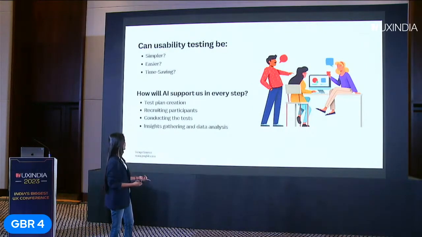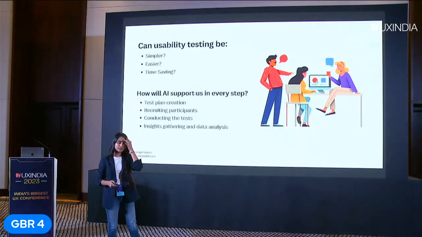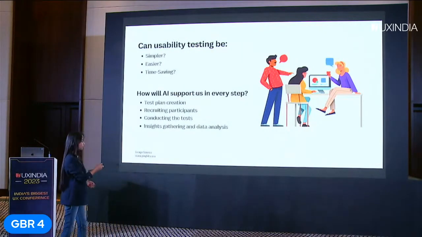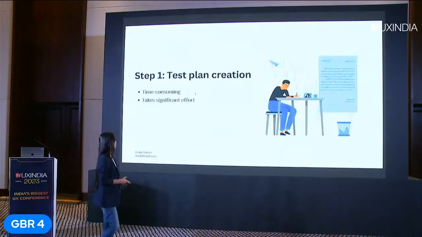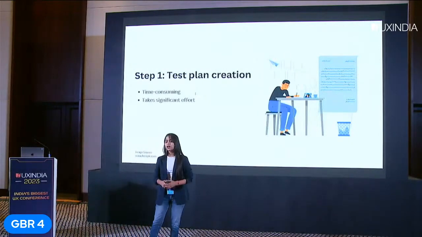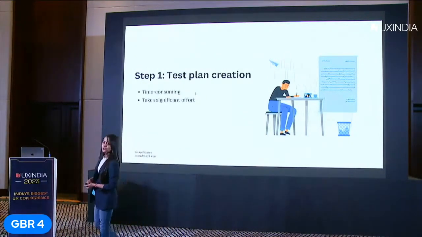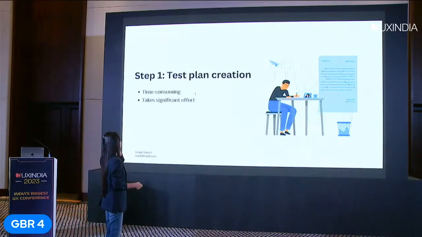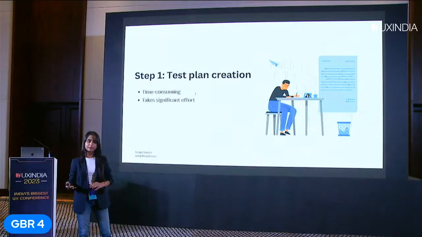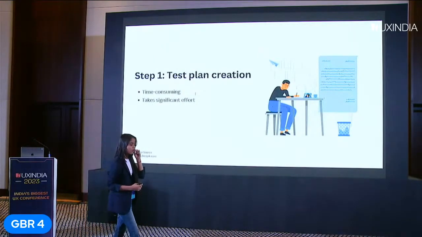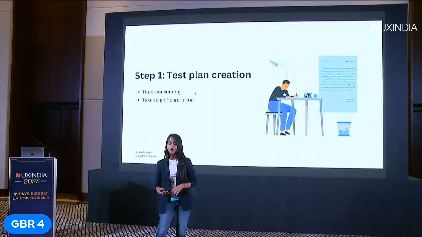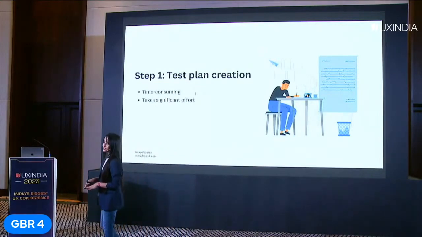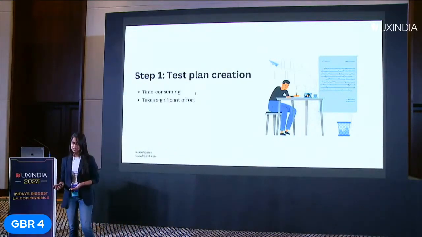We'll cover all these 4 steps and see how AI will help us in these steps of usability testing. So the first step is test plan creation. We start with defining our objectives, our usability issues for the test, and then taking those as a base, we come up with a script for usability testing. Now, this process of manually creating a script, especially from scratch, can be pretty time consuming as well as taking significant effort.